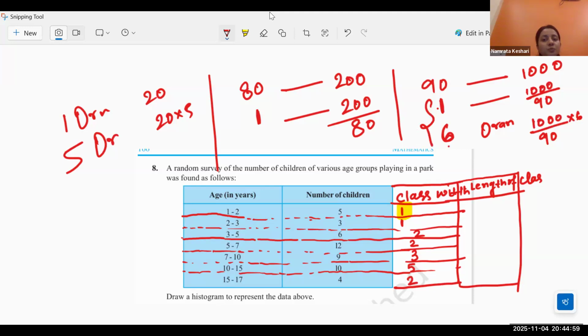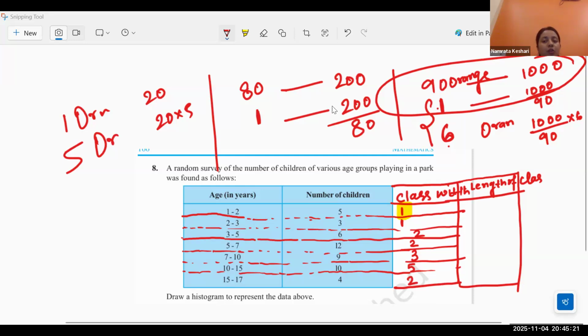From 90, yes, orange price, try finding the one orange price. Okay, which will be 1000 by 90. If possible, do the division, or even if you are keeping it in fraction, it is fine. Then from 1 easily you can find 6. Clear, Anand? Yes, ma'am. Okay, so the same method is applicable over here.